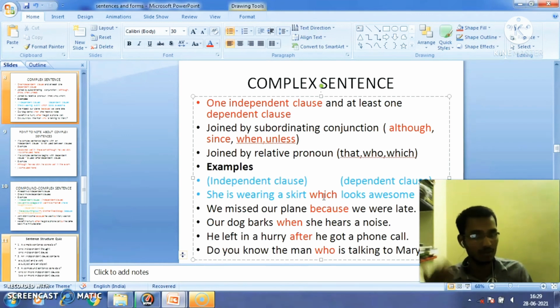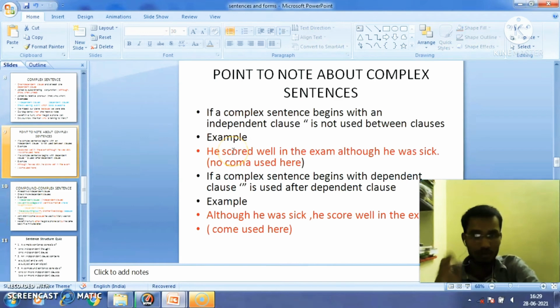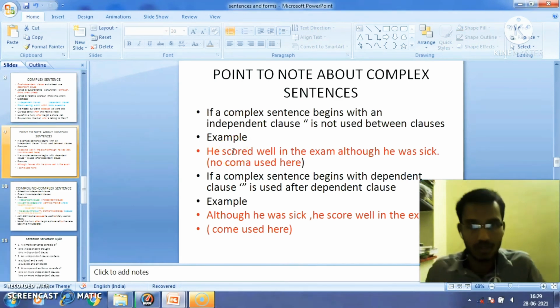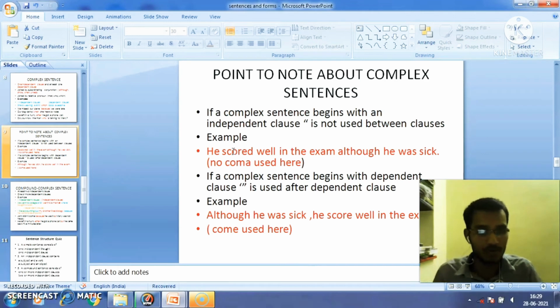One thing you should know about the complex sentence is that if a complex sentence begins with an independent clause, a comma is not used between clauses. For example, he scored well in the exam although he was sick. Here no comma is used. If a complex sentence begins with the dependent clause, a comma is used after the dependent clause. You can see the example here. Although he was sick, he scored well in the exam. Here a comma is used. This is what you have to remember about the complex sentence.